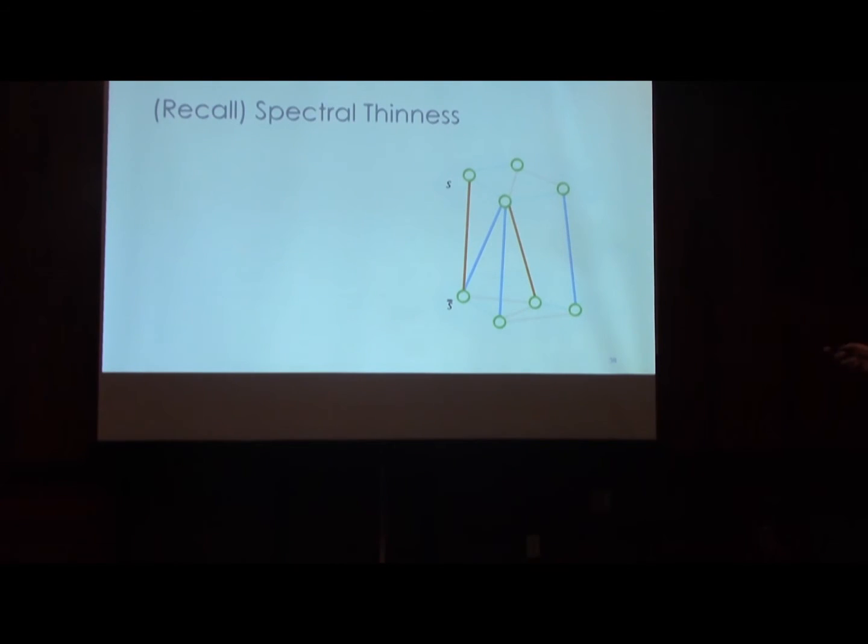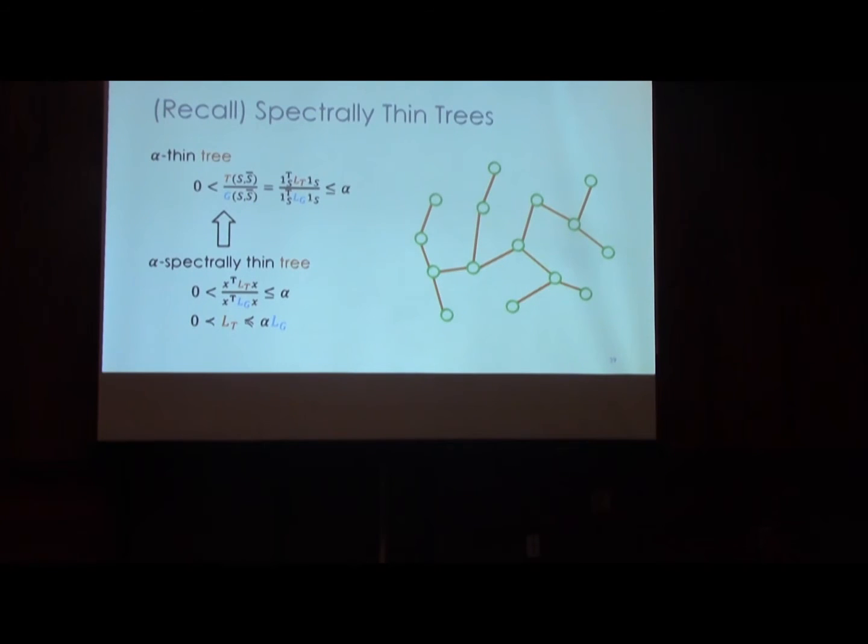Recall, Amin has already defined these, but we want thin things. A tree T is thin with respect to the graph G if in every cut you have at most an alpha fraction of the graph. Spectral thinness is where this condition is not just satisfied for the cuts, but also for every vector. So in terms of Laplacians, this is the condition you want for spectral thinness. And spectral thinness implies thinness.